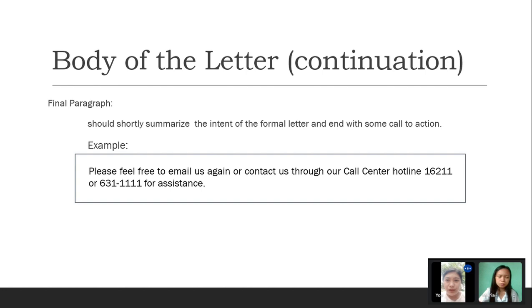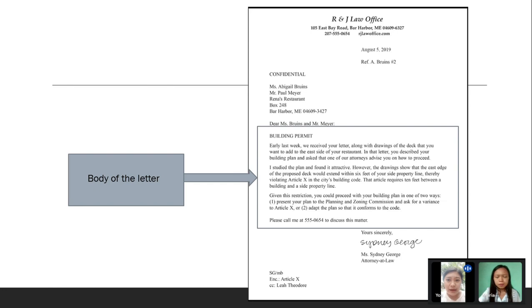The last paragraph should shortly summarize the intent of the formal letter and end with some call to action. Example: Please feel free to email us again or contact us through our call center hotline 16211 or 631-1111 for assistance. So here is the example of the body of the letter.